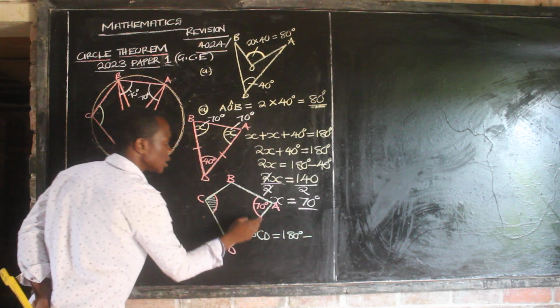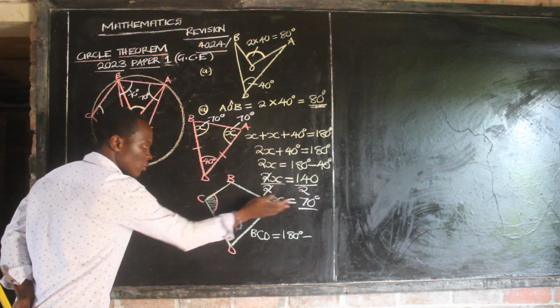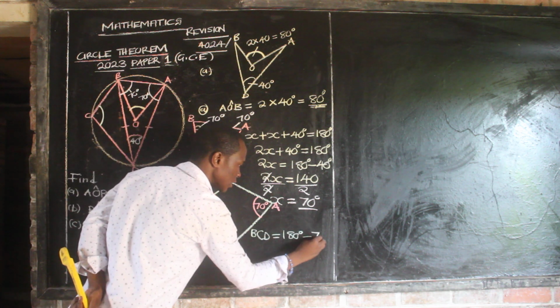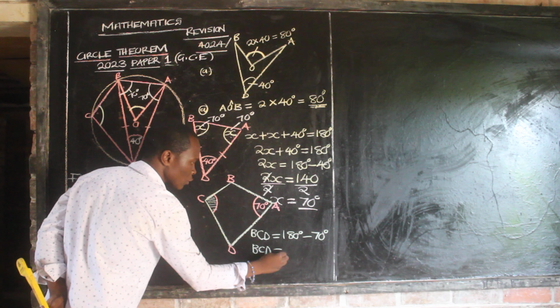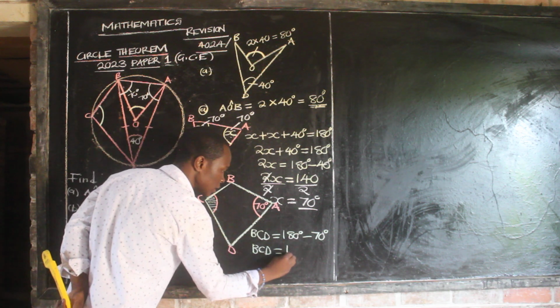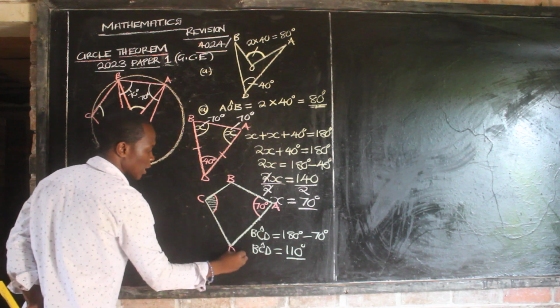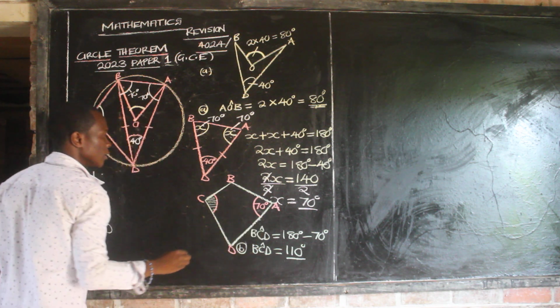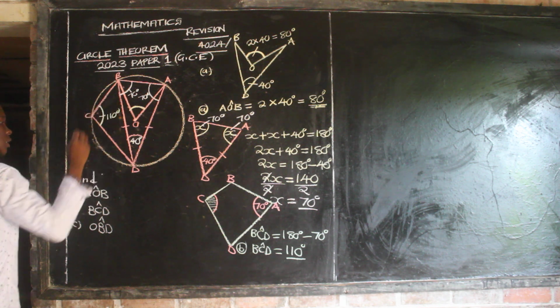Out of 180, we have 70. So just say 180 minus 70. The remaining angle is the angle we want. So BCD is equal to 180 minus 70 to get 110 degrees. So this is our answer for question B, 110. So this angle is 110 degrees.